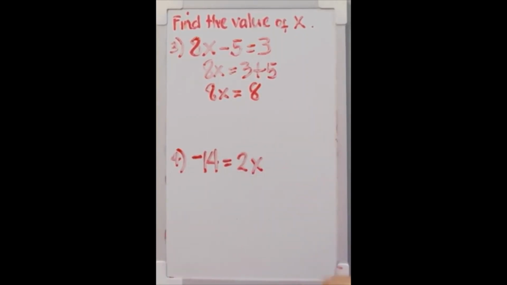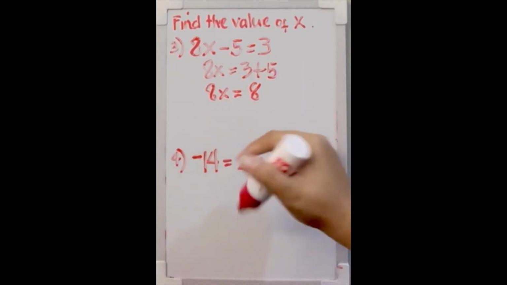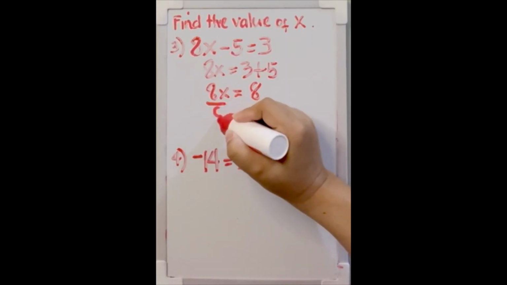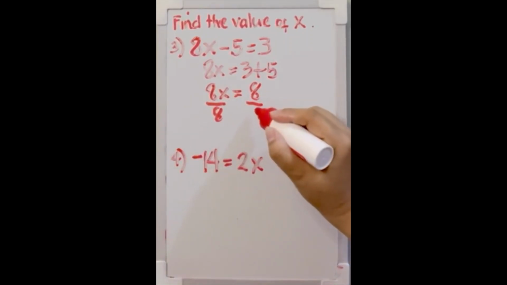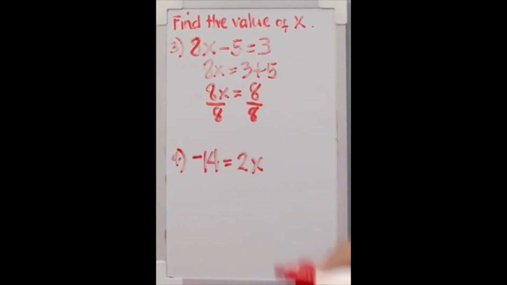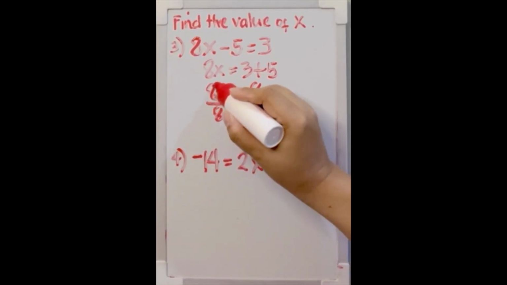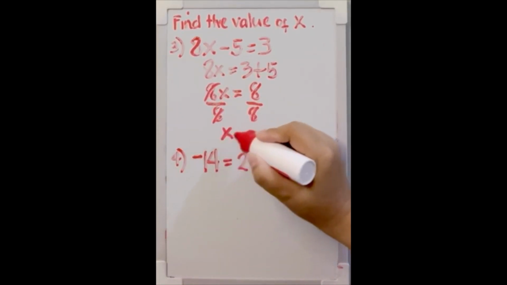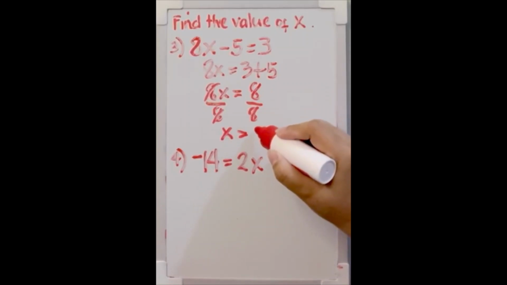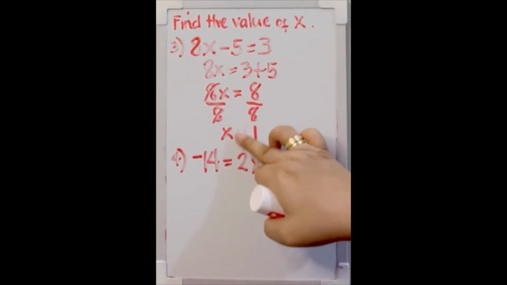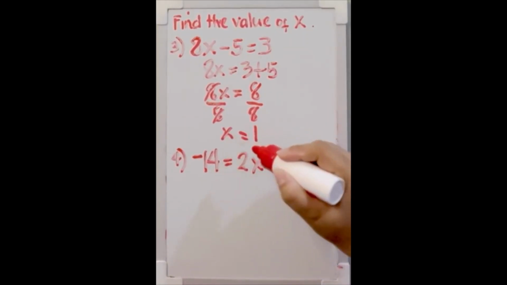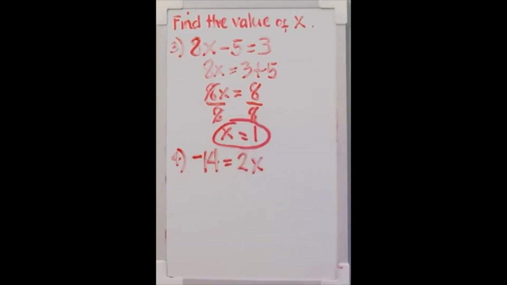Now we're not yet done. We need to find the value of x here. So we will be dividing both sides by 8. So 8 divided by 8 is just equal to 1. So we have x equal to 8 divided by 8 is 1. So we have x equal to 1.